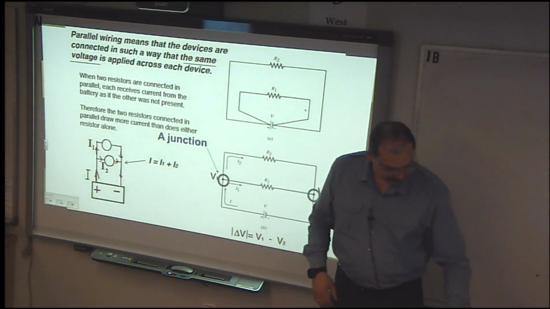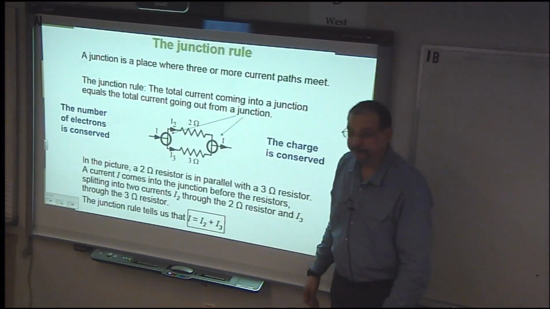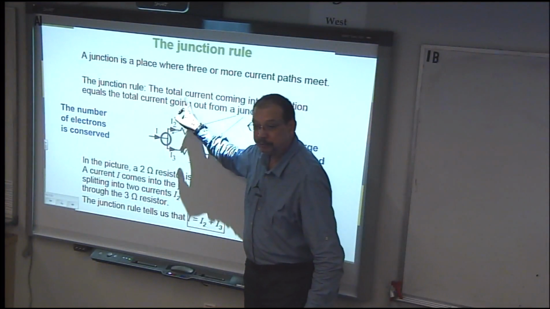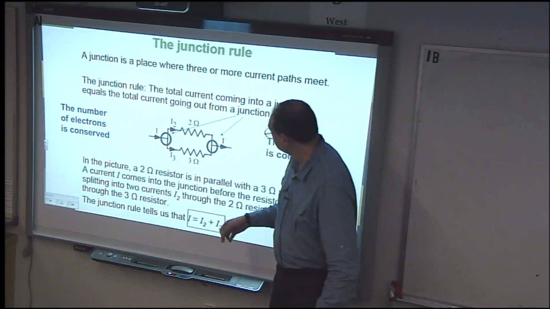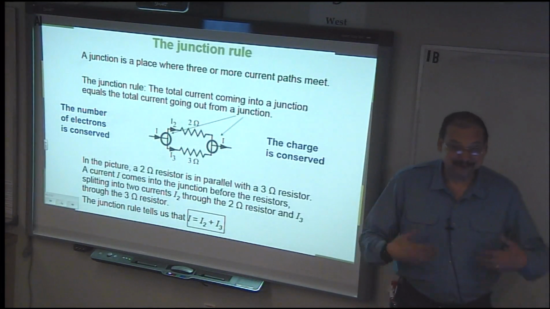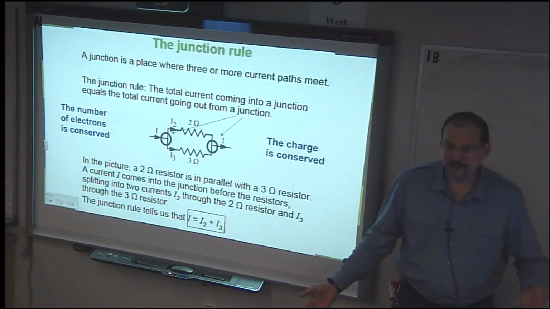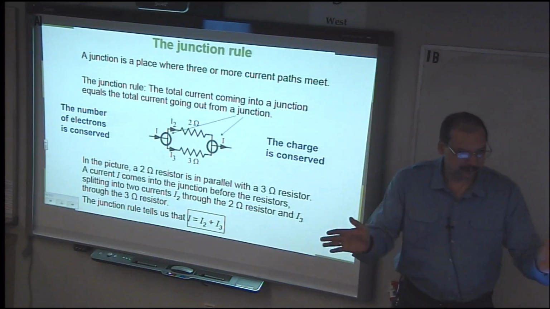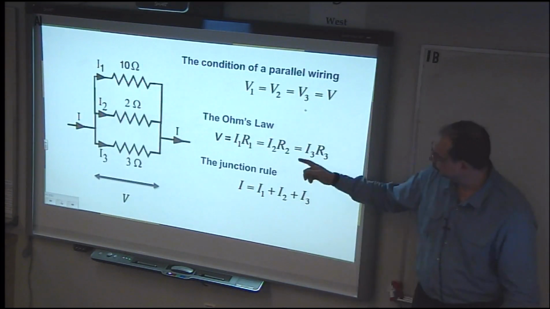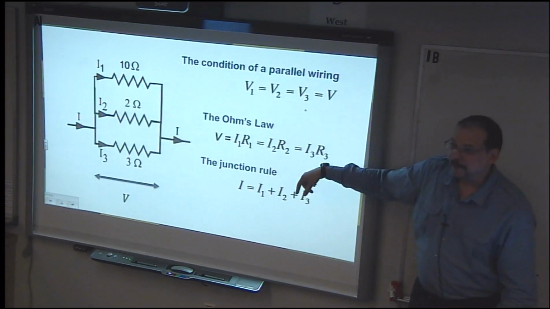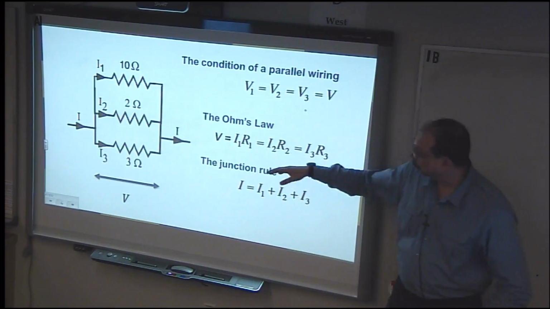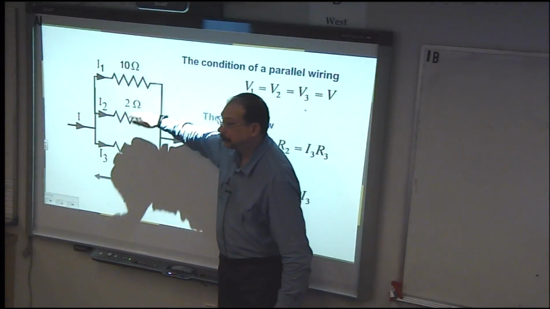This equation has a name, a junction rule. In general, it could have more wires, more currents, but still, the junction rule is just a manifestation of the law of conservation of charge. It splits and then combines together. And now, we can use the junction rule for any number of devices connected in parallel.